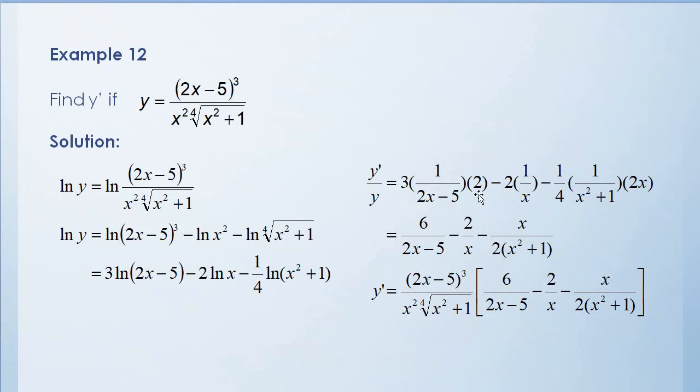Then differentiate 2x minus 5, we'll get 2. Minus, differentiate 2 ln x, we'll have 2 over x. Differentiate 1 over 4 ln (x squared plus 1). 1 over 4 is a constant, take it out. Differentiate ln (x squared plus 1), we will have 1 divided by (x squared plus 1). Then differentiate x squared plus 1, we'll have 2x. So we'll have 6 divided by (2x minus 5), minus 2 over x, minus x divided by 2(x squared plus 1). Then we just take out the common factor and we will be left with this answer.